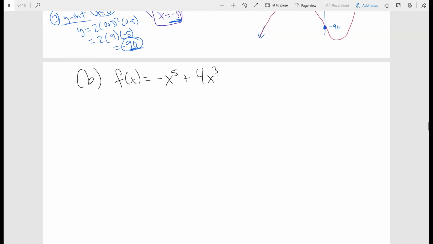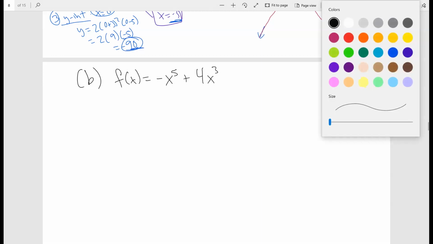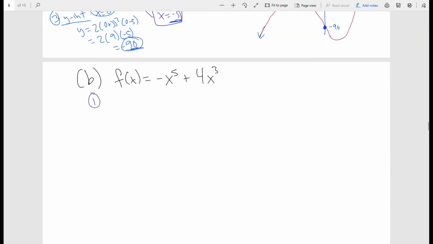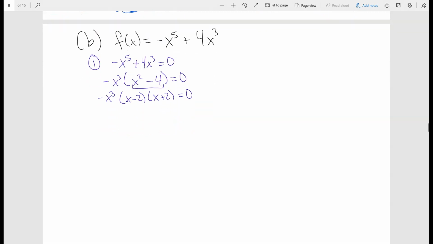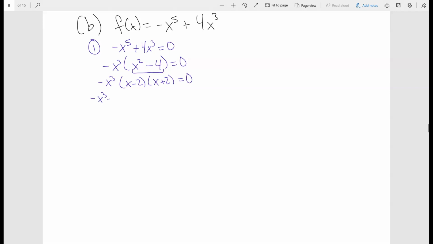Okay, so let's start off with the first step, which is setting this equal to 0, finding all the zeros and multiplicities. So I'm going to factor this. I'm going to take out a negative x cubed, and I'm going to be left with x squared minus 4. Okay, I can even factor this guy here: negative x cubed times x minus 2 times x plus 2. This gives me 0. So now all of these factors are going to be set equal to 0.